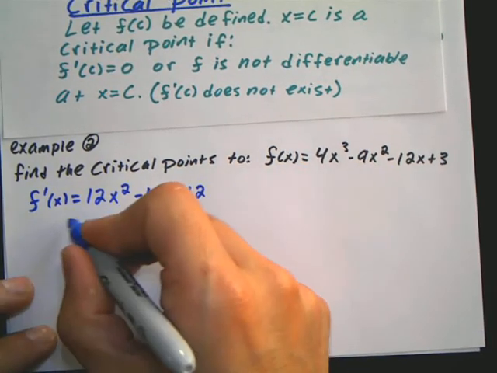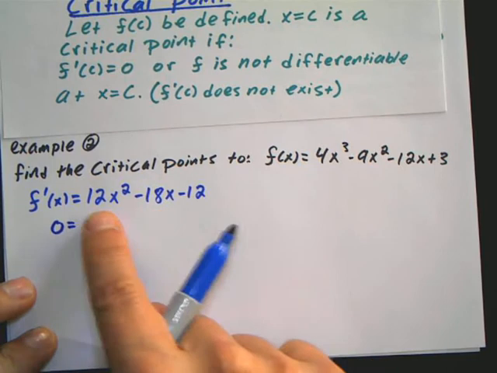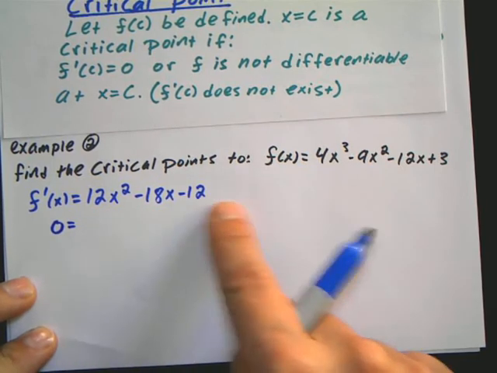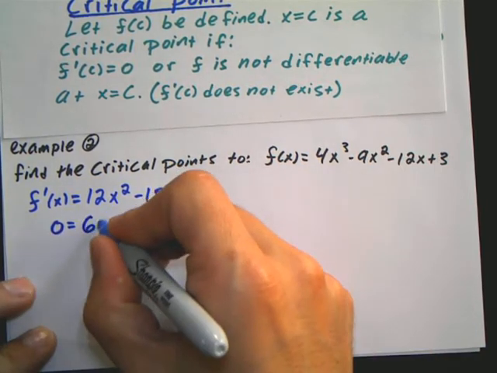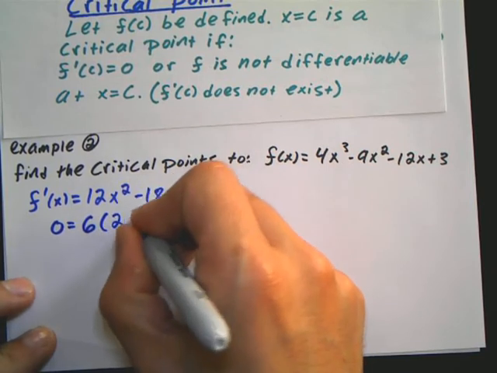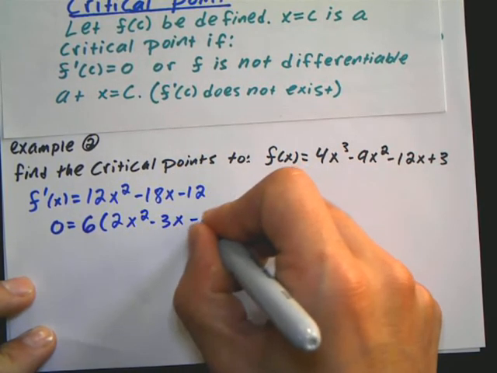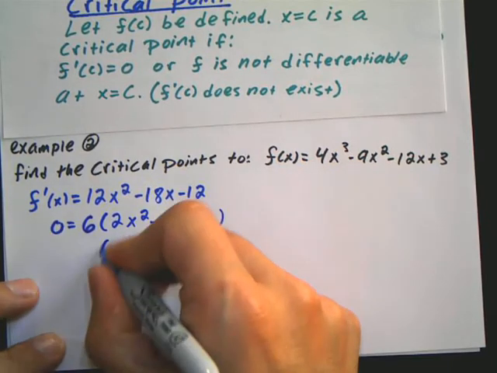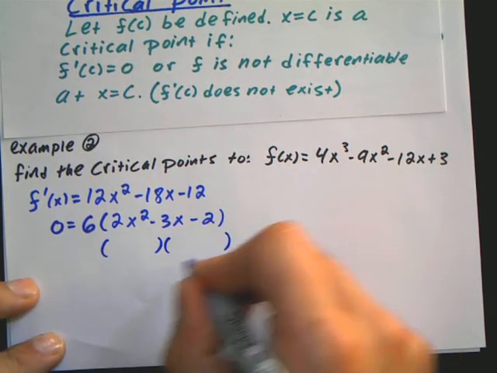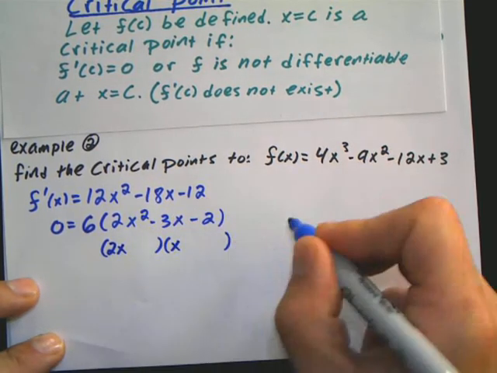And I have a common term I could factor out of all of these, which is going to be 6. So if I take a 6 out, I'd be left with 2x squared minus 3x minus 2, which is a factorable quadratic. So I can put my two parentheses. This is going to be a 2x and x. This is going to be a 2 over here, 1 there. This is negative, this is positive.